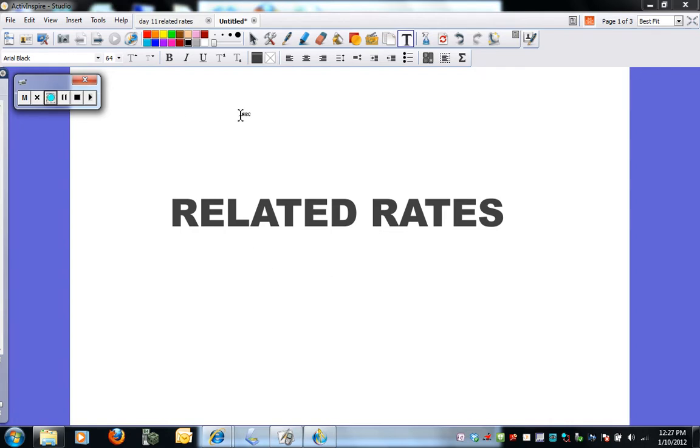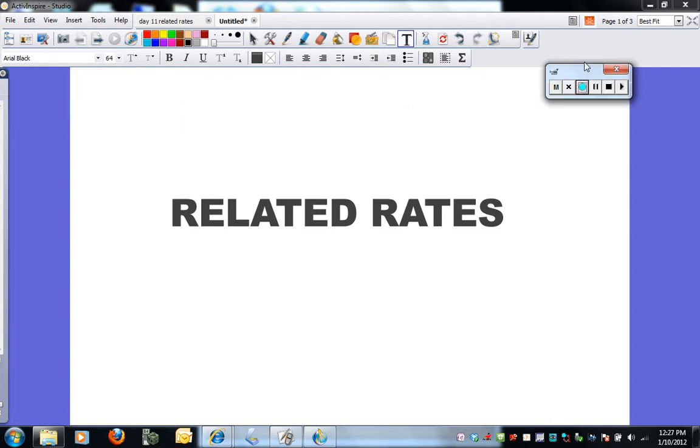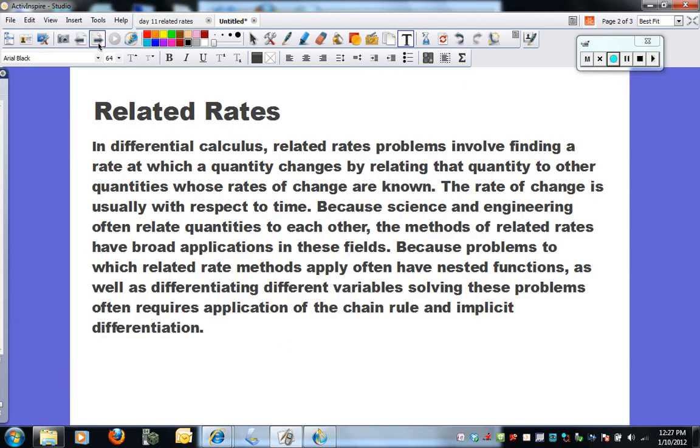So related rates. What is related rates? Related rates, this is from Wikipedia, but it does apply. In differential calculus, related rates problems involve finding a rate at which a quantity changes by relating that quantity to other quantities whose rates of change are known. The rate of change is usually with respect to time.